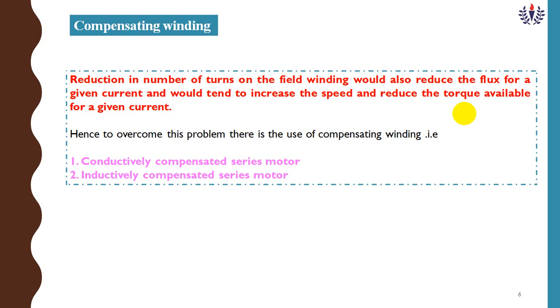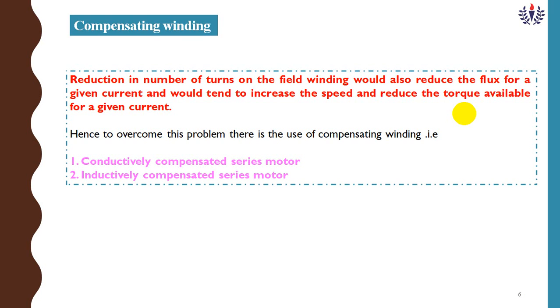To increase the speed and reduce the torque value for a given current, we have to change some windings inside the machine. Those windings are called compensating winding. Compensating winding is a method used to reduce the number of turns on the field winding, which also reduces the flux for the given current. Because of the reduction in flux, the speed increases and the torque available for a given current is reduced. Given current here is 7.5 ampere as per the manufacturer's specification.